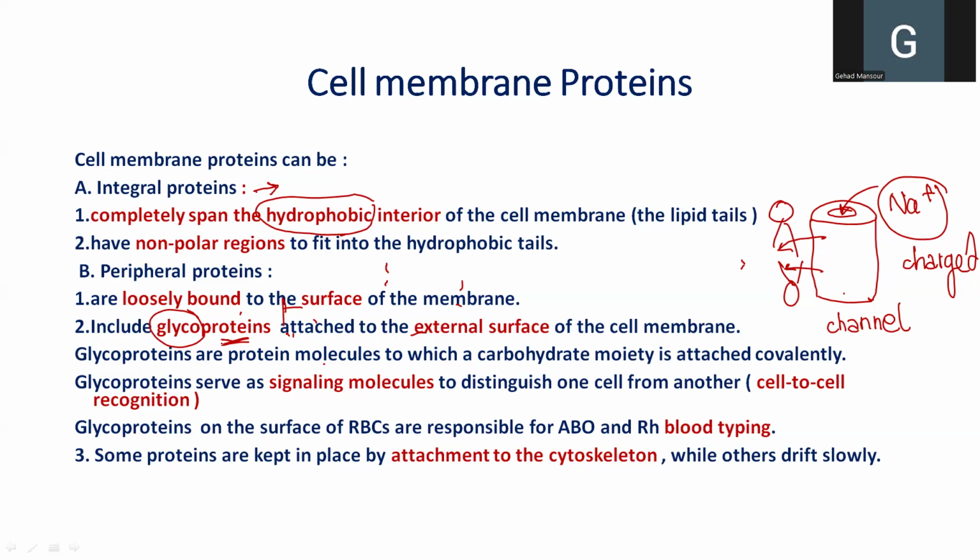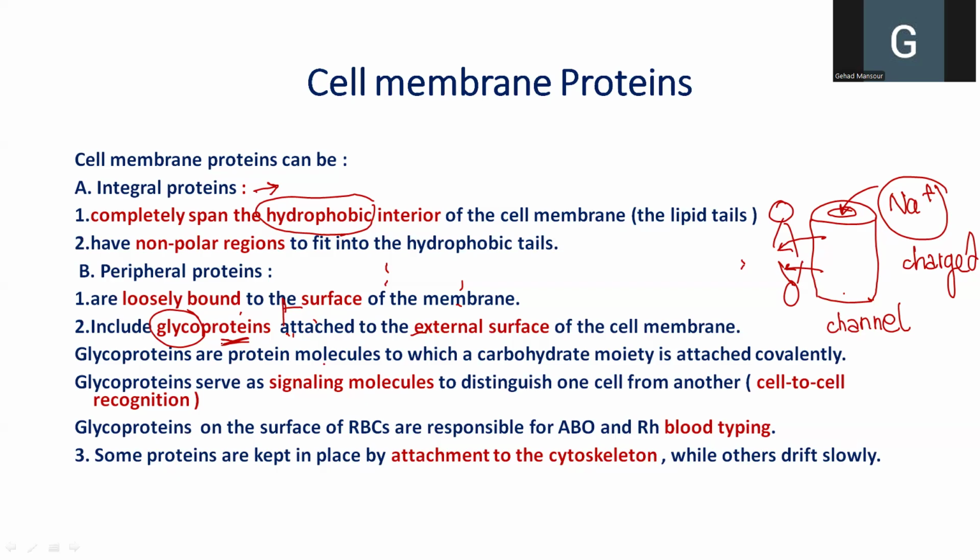And the best example is blood grouping. Blood grouping is determined by certain signaling molecules or antigens on the top of the cell membrane that differentiate between blood group A, blood group B, and so on. So glycoproteins on the surface of the red blood corpuscles are responsible for the ABO grouping.